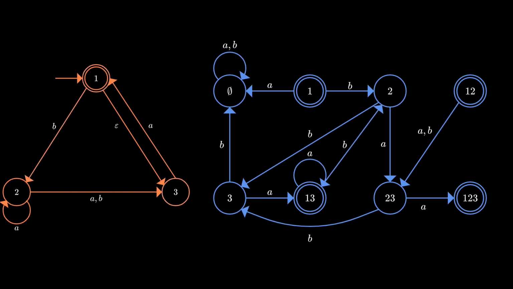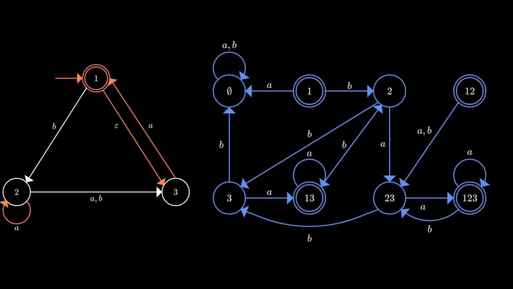Last but not least is state {1,2,3}. Let's examine where each one of the component states go given an input of A. State 1 goes nowhere, state 2 goes to state 2, and state 3 goes to state 1, which also goes to state 3 by way of epsilon. So given A, our destination will remain in state {1,2,3}. For an input of B, state 1 goes to state 2, state 2 goes to state 3, and state 3 goes nowhere. So our destination will be state {2,3}.